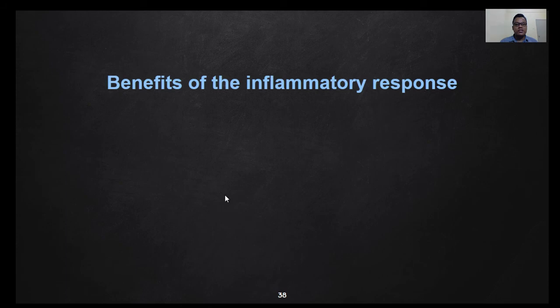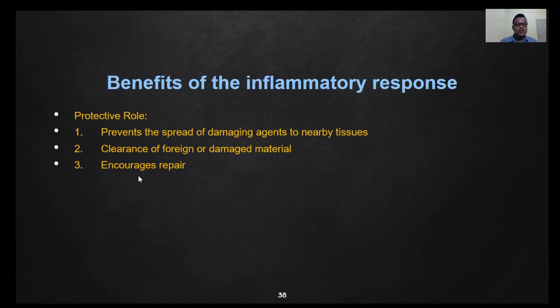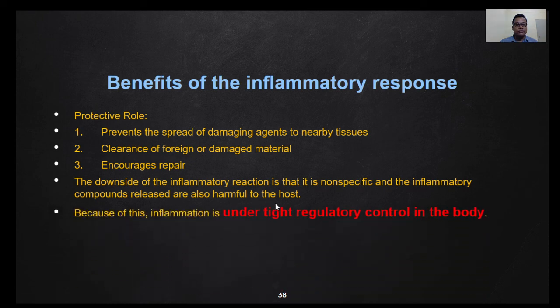The benefits of the inflammatory response include a protective role, preventing the spread of damaging agents to nearby tissues, clearance of foreign or damaged material, and encouraging repair. But the downside of the inflammatory reaction is that it is non-specific, and the inflammatory compounds released are also harmful to the host. Because of this, inflammation is under tight regulatory control by our body.